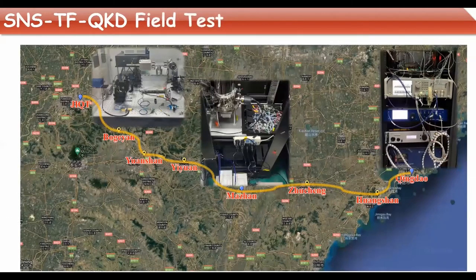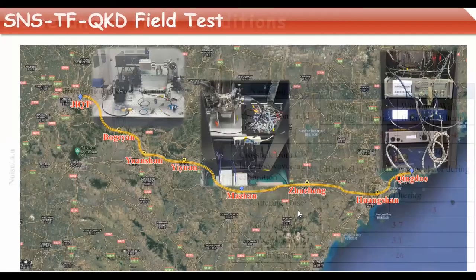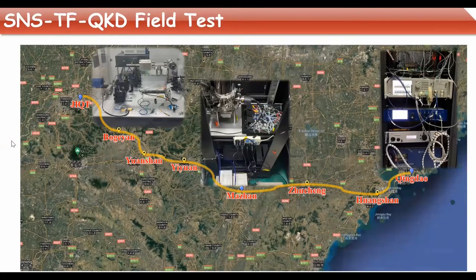And later on, this just happened very recently. We did a field test from Jinan to Qingdao, about 500 kilometers, because all the previous twin-field QKD experiments we did were in the lab. Eventually, you really want to move it to real applications. So what we did is here: Alice is in Jinan and Bob is in Qingdao. They send their quantum states to the middle, a place called Majan. The whole distance is about 516 kilometers for the field test.